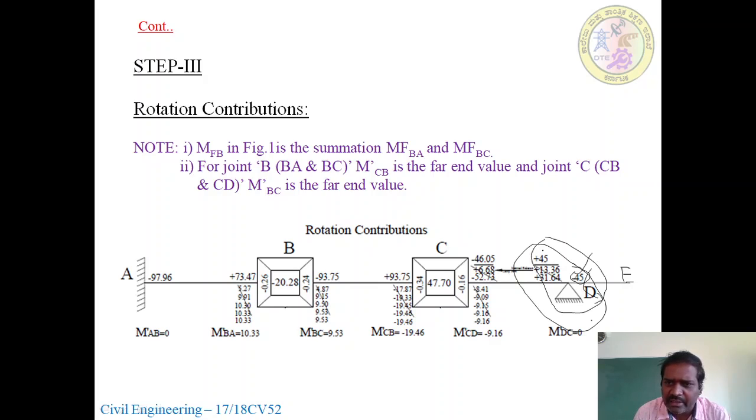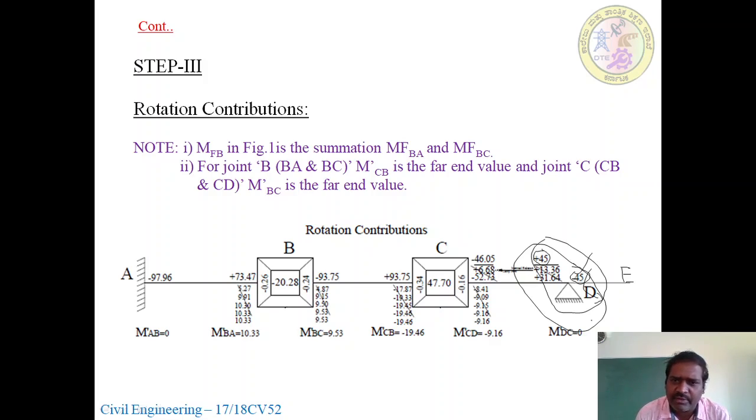Subtracting, and we will get plus 45. If it will be plus 45 minus 45, it will be 0. Then only the equilibrium condition will be satisfied. So adding plus 13.36, you will get plus 45. So this 13.36 is called the internal balance. When you have a balance, there will be a carryover.